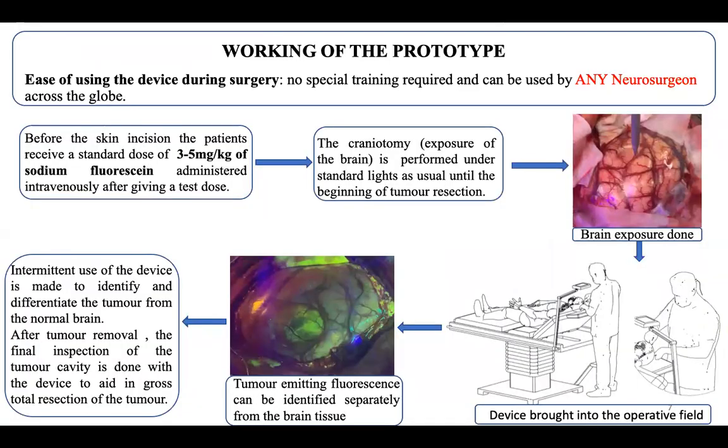So how does the prototype work? Firstly, the device is very easy to use and there is no special training required. Before the skin incision, the patients receive a standard dose of 3 to 5 mg per kg of sodium fluorescein dye, which is administered intravenously after giving a test dose.